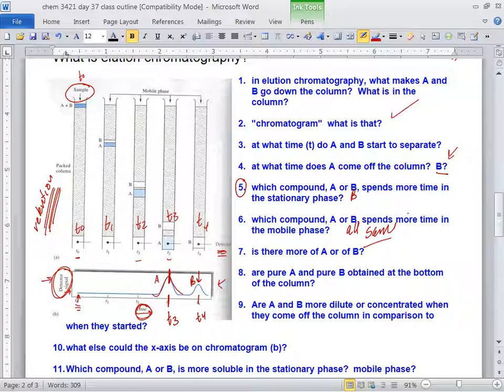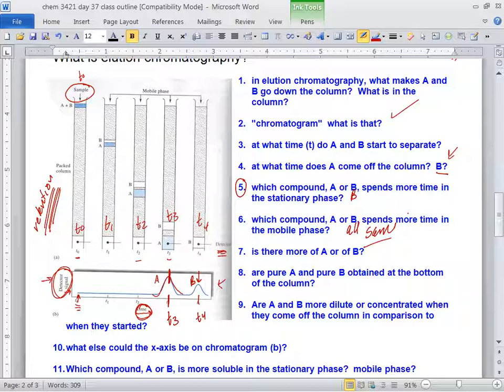Seven. Kelly, how about 7? Is there more of A or more of B? What would you guess? That's a good guess. There's more of A, but it's a trick question. And I like how she said A because A's peak is bigger, right? It gave a lot bigger detector signal.